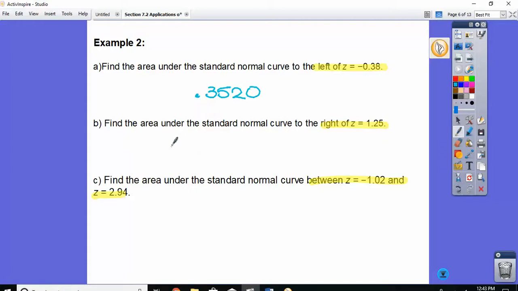All right, so area to the right. How do I find area to the right? 1 minus, so I go to my 1.25, which is 0.8944. So 1 minus that is 0.1056.